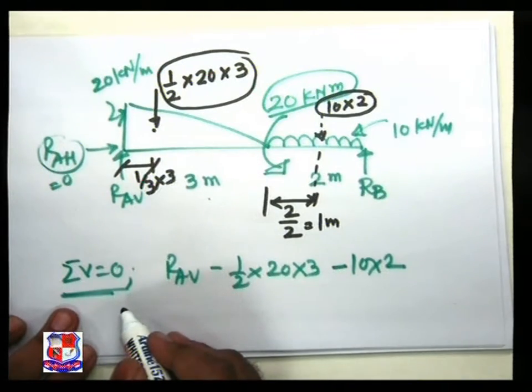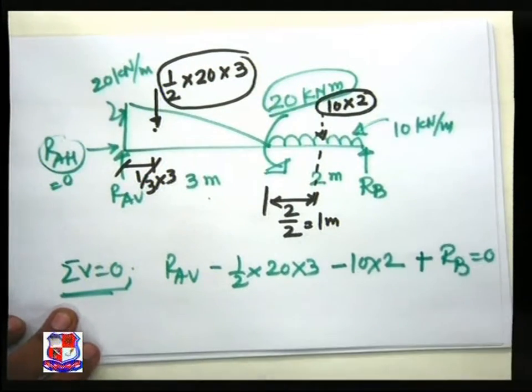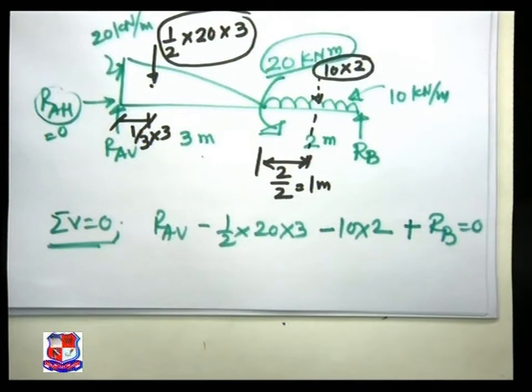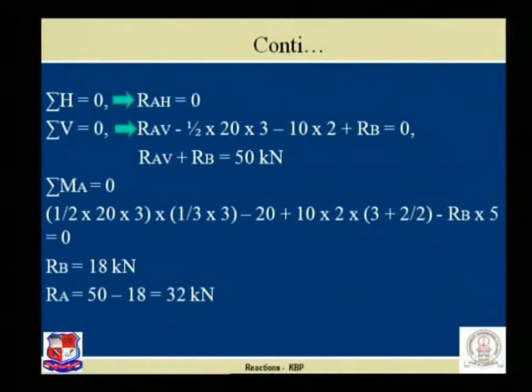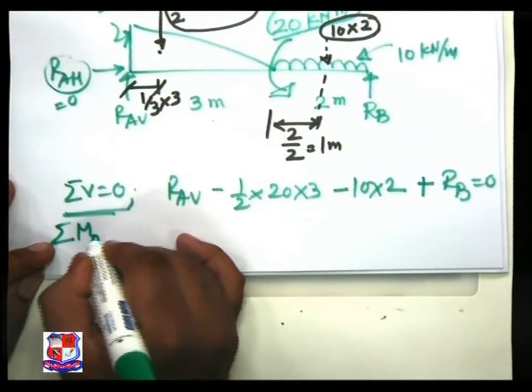Sigma V is equal to 0. Plus RB is equal to 0, and we find one equation, that is RAV plus RB comes to be 50 kilonewton. This is the first equation that we achieve from the equilibrium condition sigma V is equal to 0. Let us take the next equilibrium condition sigma MA is equal to 0 to find the RB value. So now take sigma MA is equal to 0.